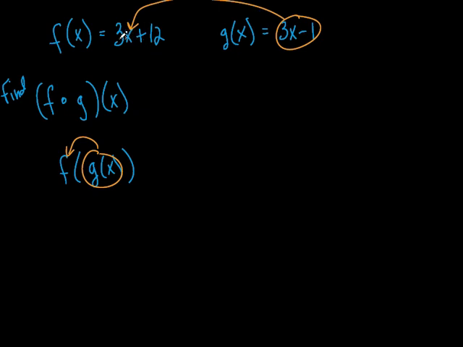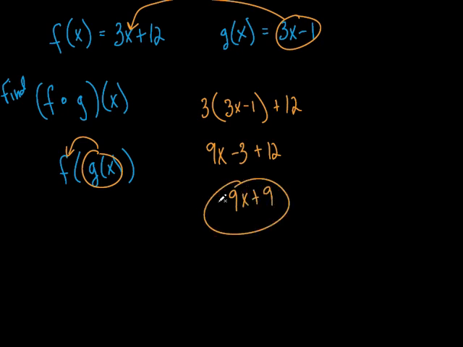So what does that mean? It means 3 times whatever you're putting into it, right? So 3 times 3x minus 1. Then you got to finish it off. You got to stick that plus 12 right there. That's your f function, but instead of this being x, you stuck in the g function in its place. Just a little substitution. And now you just work this out. Make sure you distribute. That's 9x minus 3 plus 12, and that's 9x plus 9, and that would be your answer right there. Easy as that. Make sense?